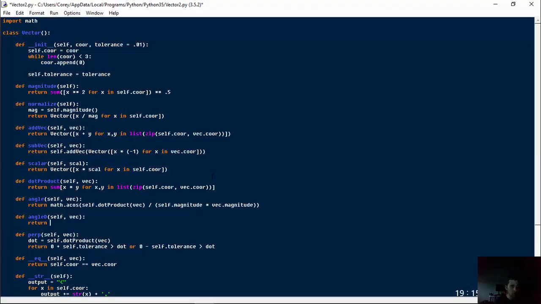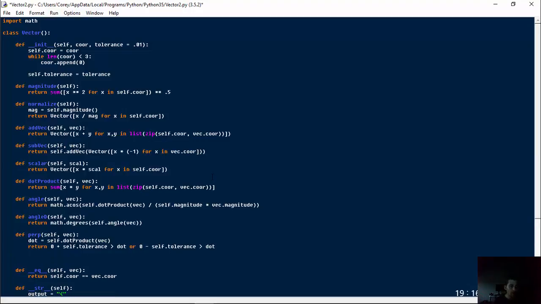And math.acos will return the angle in radians. So for angle in degrees, there's a handy function called math.degrees, okay, that just turns radians into degrees, and I can just put in self.angle, what is returned from that. So wow, two quick little one-liners for that.